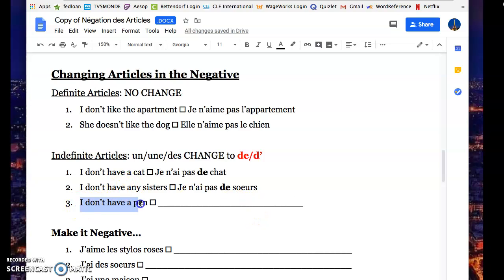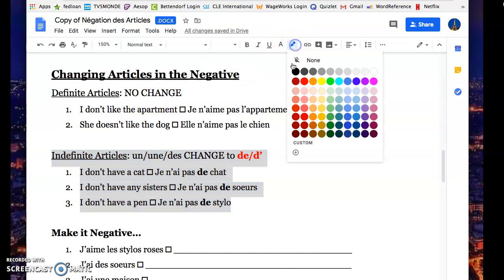Okay, number 3, I don't have a pen. A is indefinite. So we have to do this weird de thing. So I don't have is je n'ai pas. Remember, you're not going to put un stylo, which you usually would. Je n'ai pas un stylo is wrong. Sad. You're going to change it to de. Je n'ai pas de stylo. Okay, so this whole thing is what you really need to be concerned about.